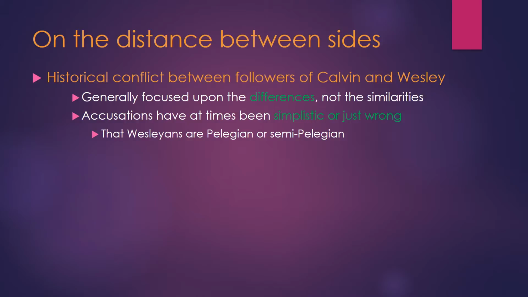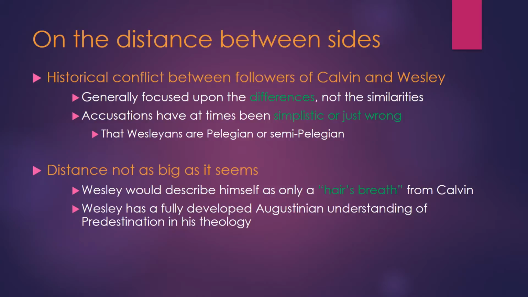But what I want to reinforce in your head is, when we focus upon differences all the time, the gap often seems bigger than it really is. And in many ways, in the Calvinism-Wesleyanism debate, that gap is nowhere near as big as it seems. Indeed, John Wesley would describe himself as only a hair's breadth from Calvin. And Wesley has a fully developed Augustinian understanding of predestination in his theology. And we're going to look in a minute at some areas in which Wesley and Calvin fully agree on this matter.